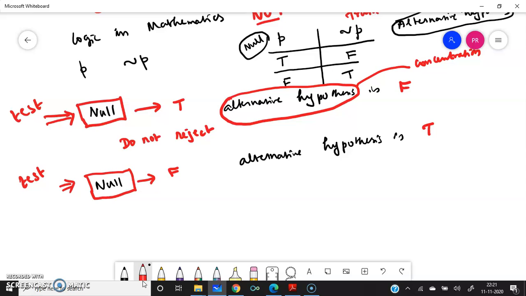Now the question arises, why can't I use only the alternative hypothesis itself? Why introduce this null? That question may arise in your mind. Why introduce this null hypothesis, because I'm bothered about the alternative hypothesis only? Why am I introducing the null hypothesis? Suppose I'll give an example.